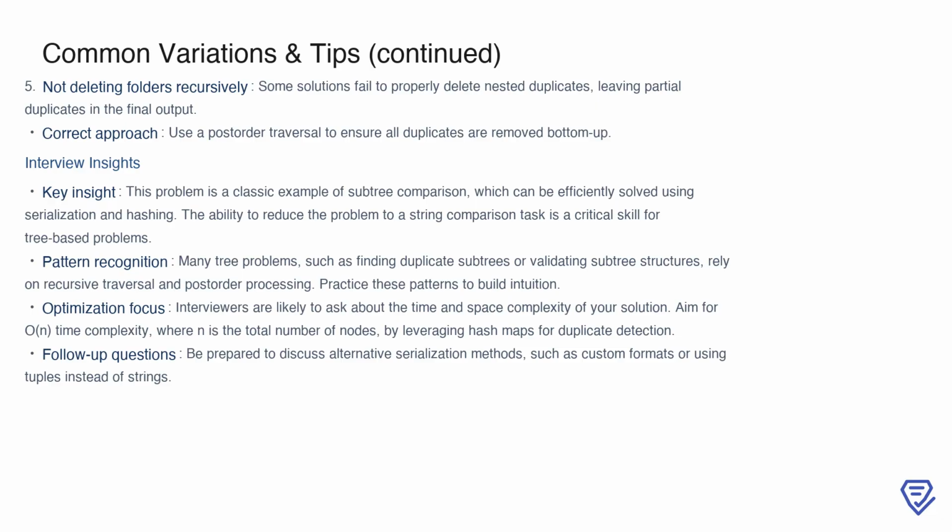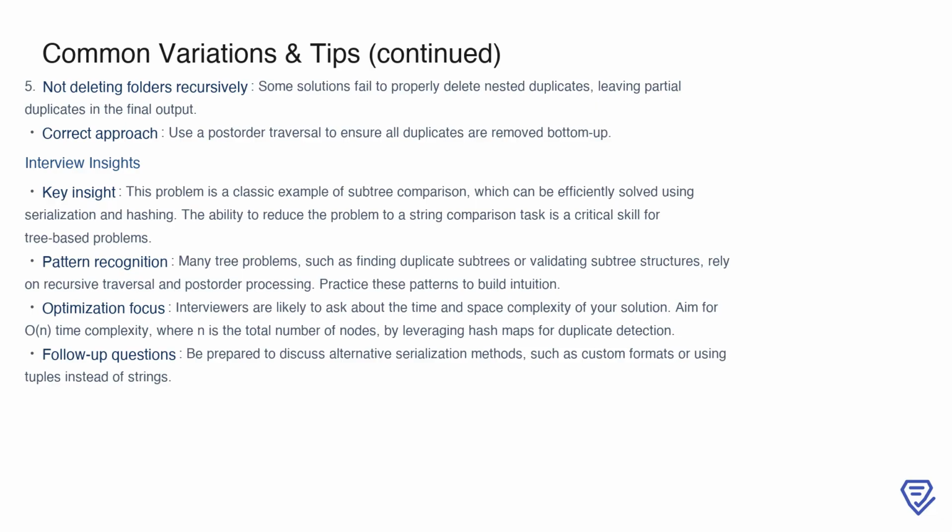From an interview perspective, this problem highlights the importance of subtree comparison techniques, which often rely on serialization and hashing. Reducing a tree problem to a simpler string comparison task is a critical skill that demonstrates your ability to optimize solutions. Tree problems like this one frequently involve recursive traversal and post-order processing, so practicing these patterns can significantly improve your intuition.